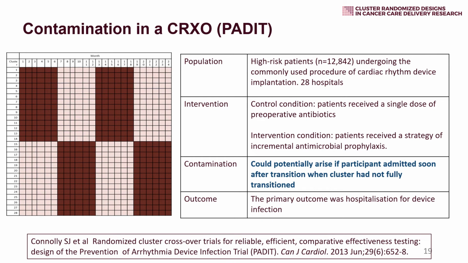Let's take a look at a real example. This is the PADIT trial. This is a cluster randomized crossover design. We've looked at this example before. Remember, there are 28 clusters in this design.